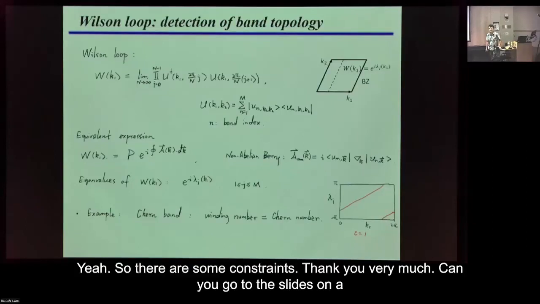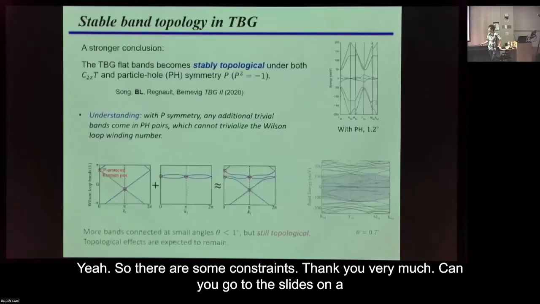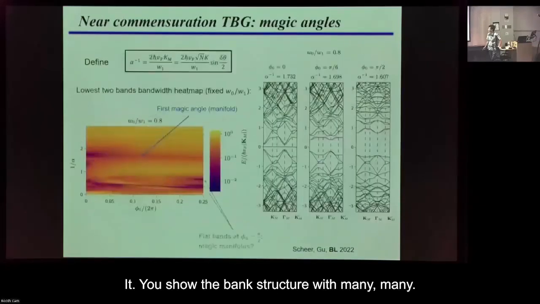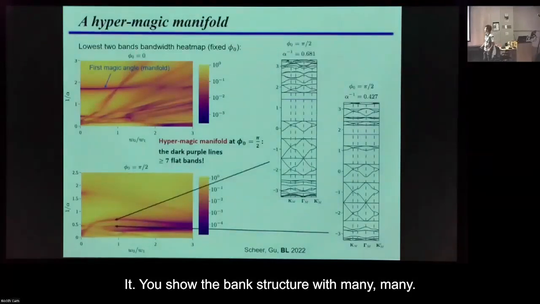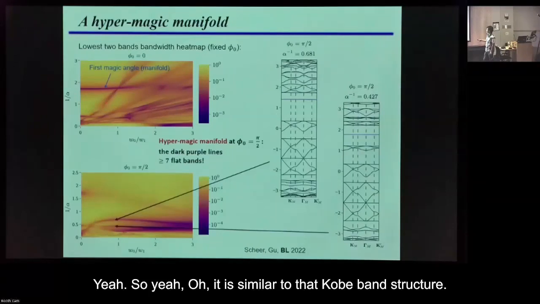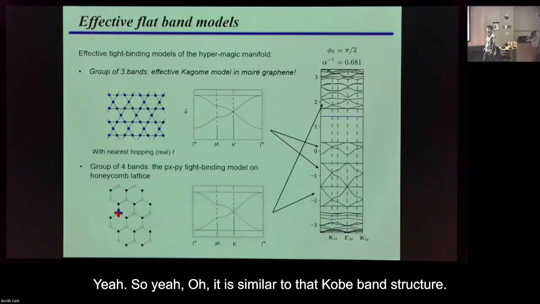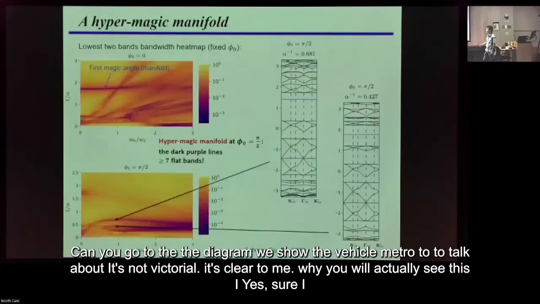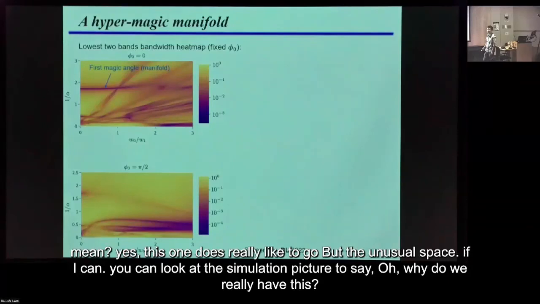Thank you for an interesting talk. Can you go to the slide on the near-commensurate crystal? You show the very complicated band structure with many bands. In particular, you noted that one part of it is similar to the Kagome band structure. Can you go to the diagram you show of the near-commensurate graphene lattice to talk about the connection to Kagome, because it's not pictorially clear to me why you would actually see this Kagome band structure here. This one looks really like Kagome, but in real space, can you come up with a similar geometric frustration picture to say why you really have this Kagome?